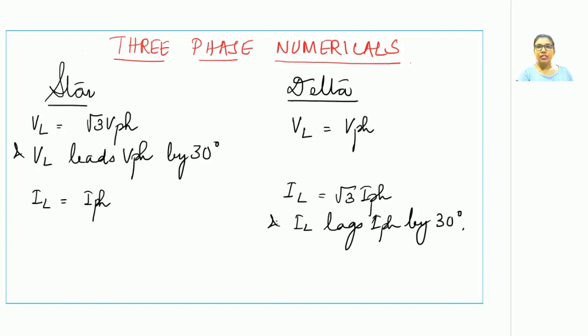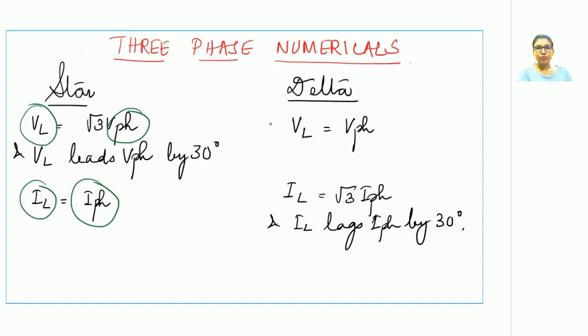The phasor representation of these two connections has been carried out successfully in the previous videos. I hope you have understood that part. So there are a few things that we will discuss about these connections, and then we'll start solving numericals. As we have discussed already, there are four parameters, 2 for line and 2 for phase. So 2 parameters for voltage, 2 parameters for current.